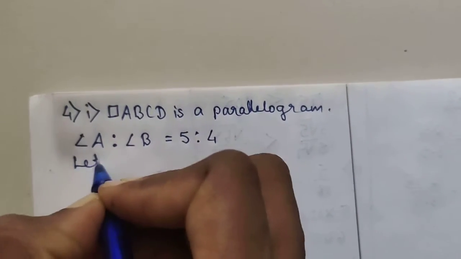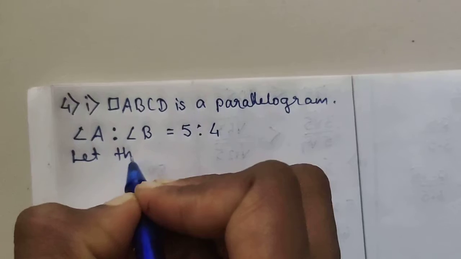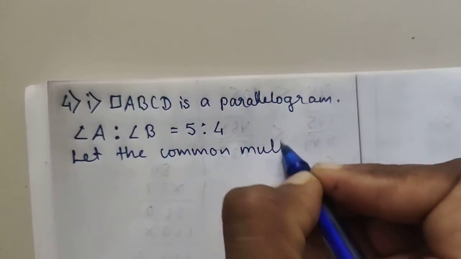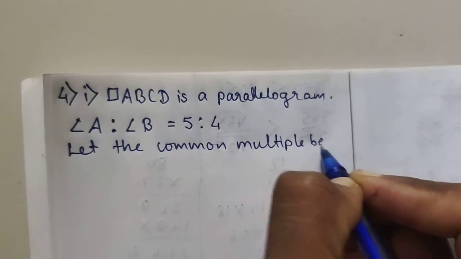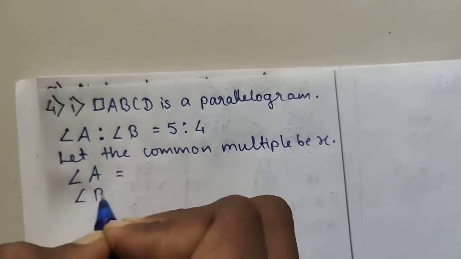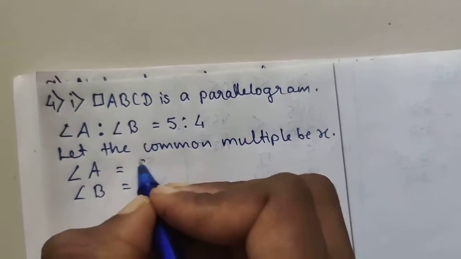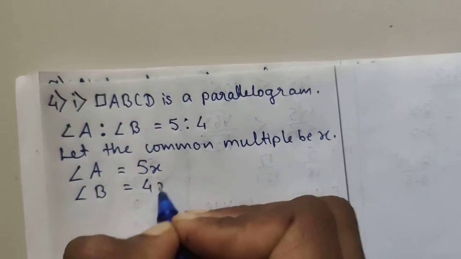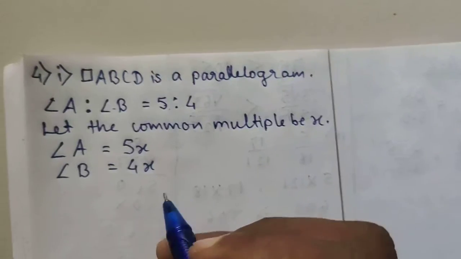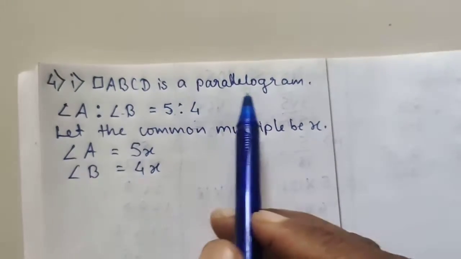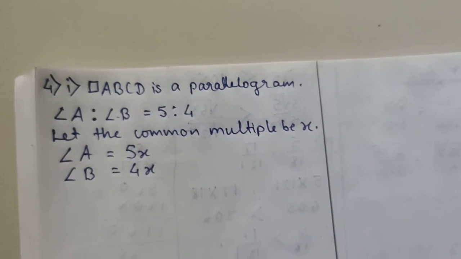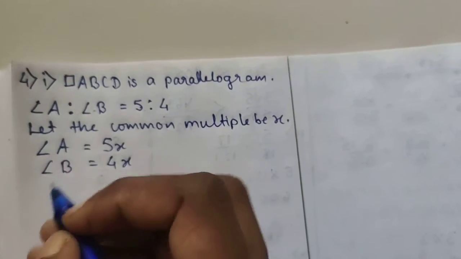So let us consider the common multiple. Okay, so let the common multiple be x. So if you consider your common multiple to be x, that means your angle A becomes 5x and angle B becomes 4x, because angle A is 5 and angle B is 4, so 5x and 4x. Now what is given to us? ABCD is a parallelogram, and you know adjacent angles of a parallelogram are always supplementary. So that line we are going to write here.